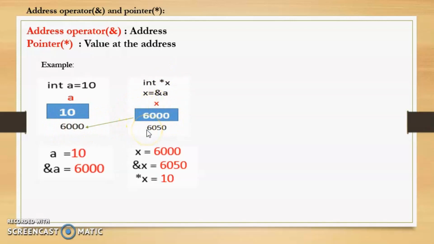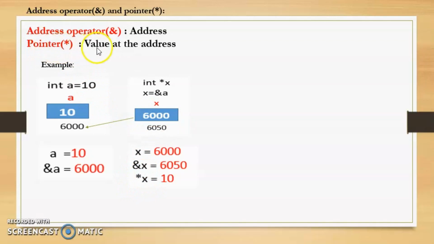Let us suppose the address of x is 6050. Now if we print x, we will get the answer as 6000 because x is holding 6000, which is the address of a. If we print address of x, we will get the answer as 6050 because address of x is 6050.